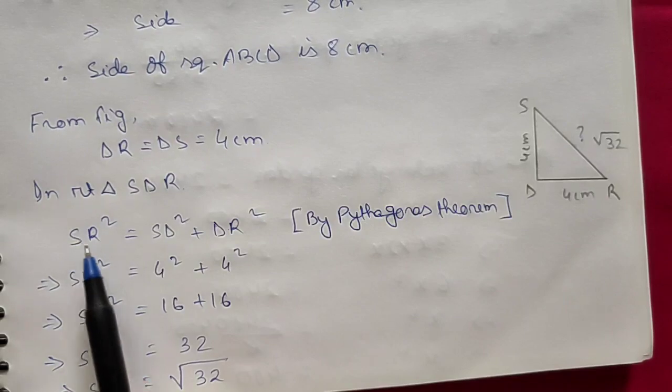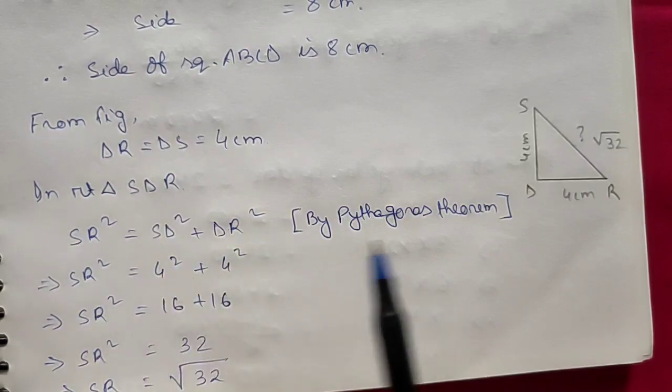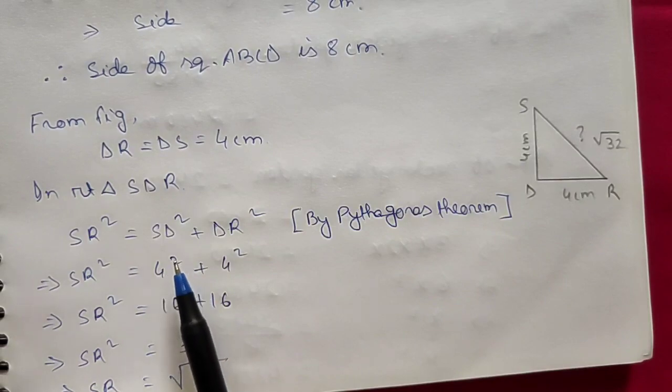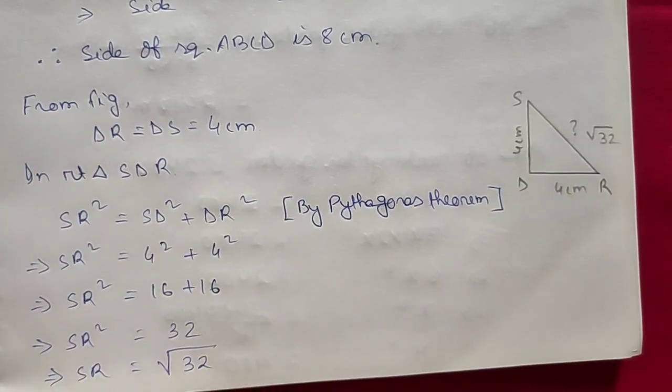This is the hypotenuse. This is the perpendicular. This is the base. Okay, we have to find the hypotenuse. So perpendicular 4 square plus 4 square. SR square equal to 16 plus 16, which is 32. Now if we change the square to the other side, it will be square root. So SR equal to root over 32.